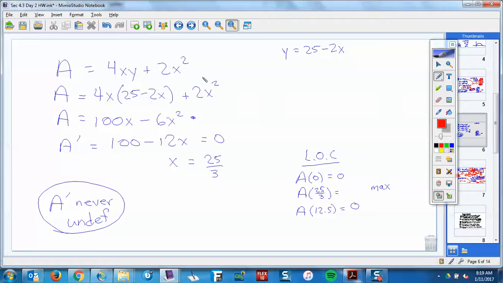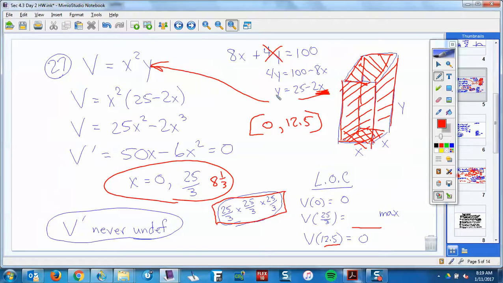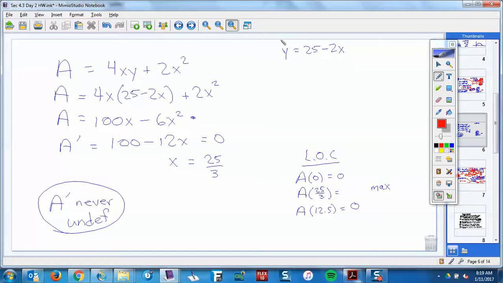So step 1 is write an equation. Identify what you're trying to maximize, which is surface area. Write an equation for it. And now get it in terms of one variable. Well, we have the same constraint here on our wire. We still have 100 centimeters of wire, so it's still that. We substitute that in for the y, and we get that. I went ahead and simplified it out. We take the derivative, and oh, look at that, we get 25 thirds again. It's going to be a cube.